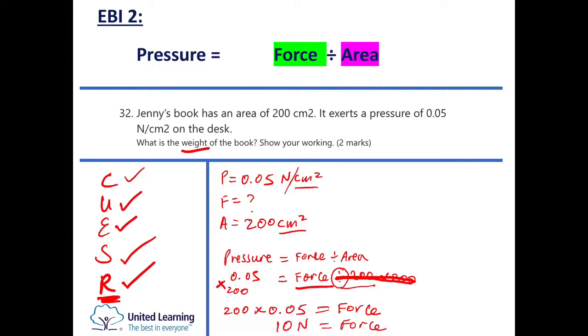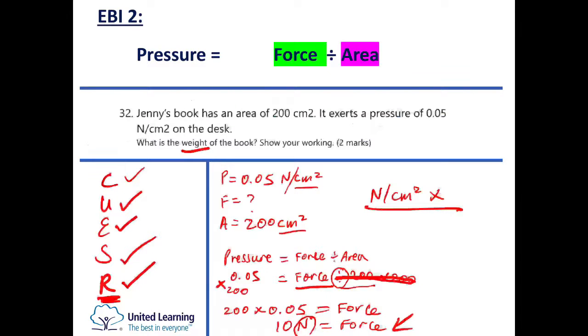Now it's important that we say that it is newtons and not newtons per centimeters squared, because that is only used for pressure. We are talking about force here, so it must be measured in newtons. That will be the weight of the book. So the weight is measured in newtons.